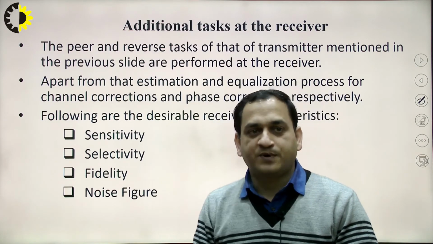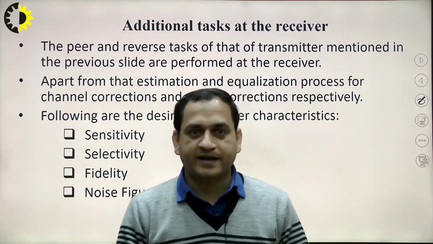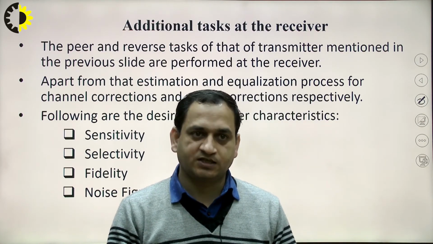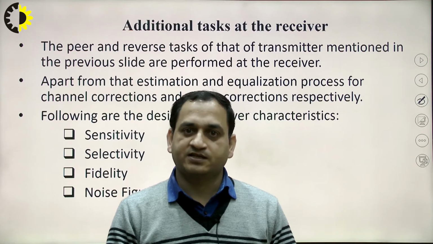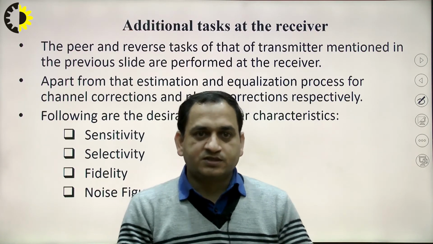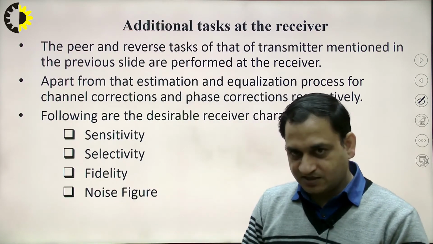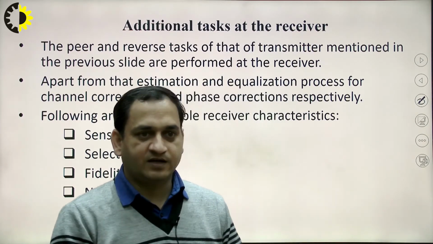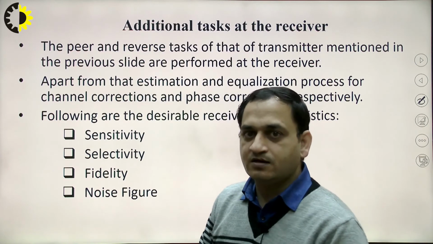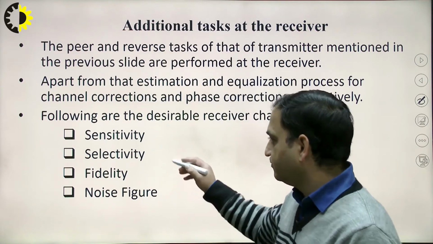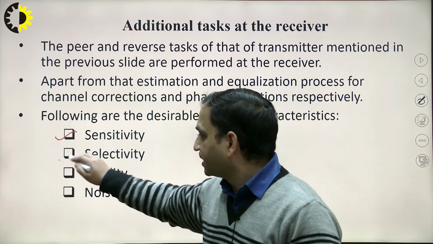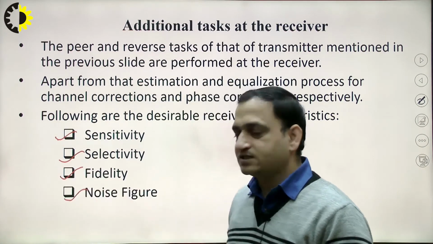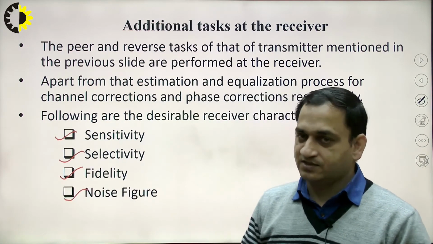Okay. So, apart from that, estimation and equalization processes for the channel condition corrections and phase corrections respectively. So, these are some receiver characteristics. So, what are those? Sensitivity, selectivity, fidelity and noise figure. So, these all four are a few characteristics of the receiver side.